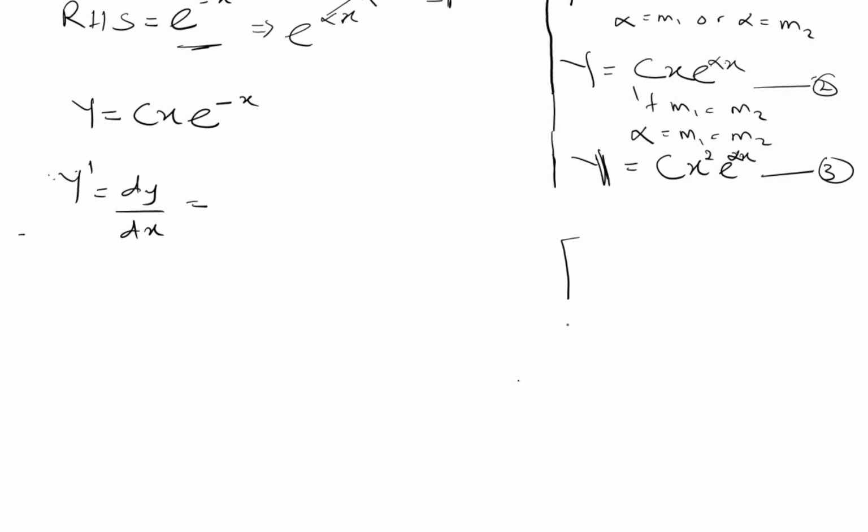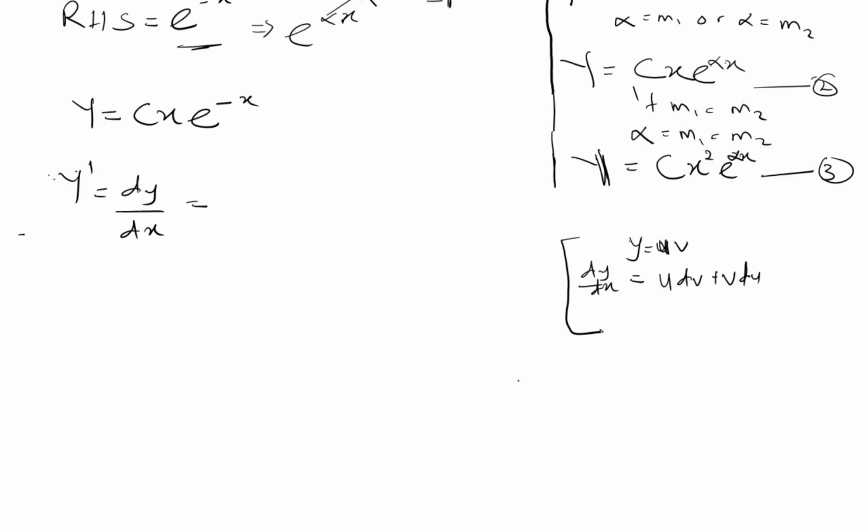You can see that my y is of two functions. I have cx and I have exponential minus x, which shows that y is equal to uv. And you know that if we have y equal to uv, dy by dx is going to be what? u dv plus v du. That's how to differentiate it, right?